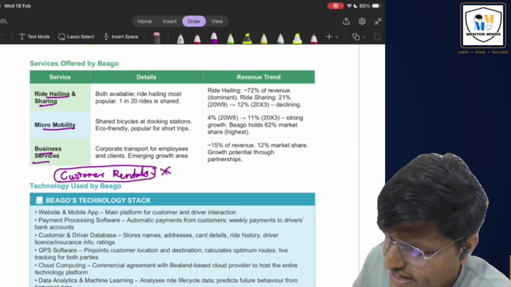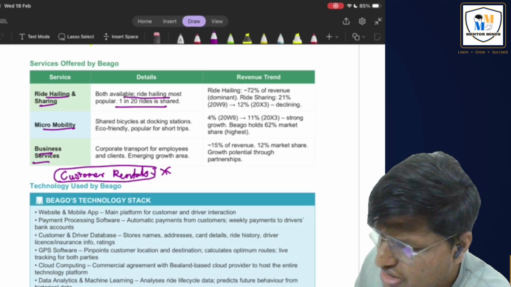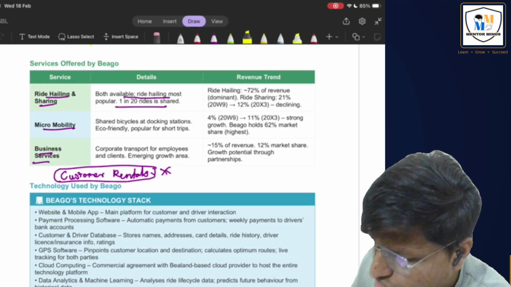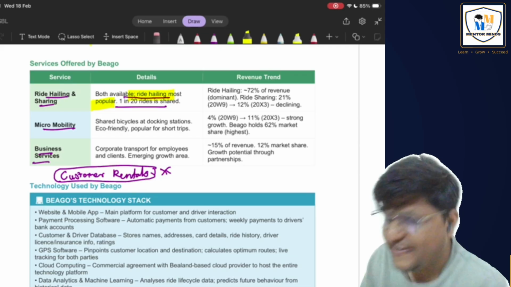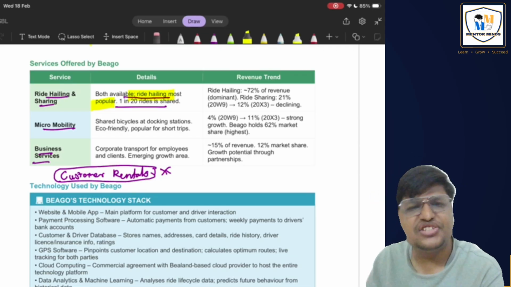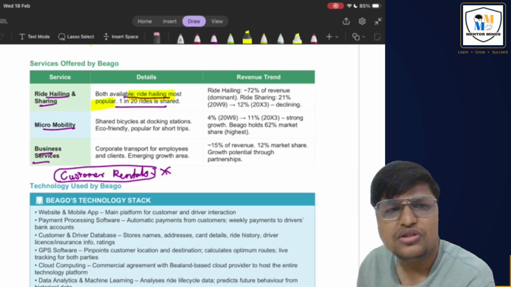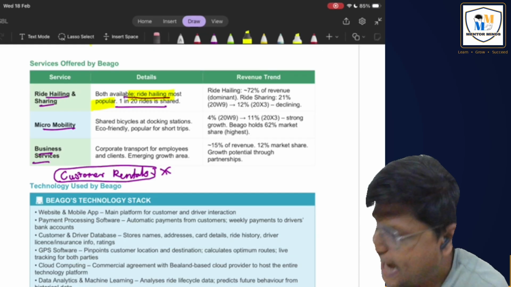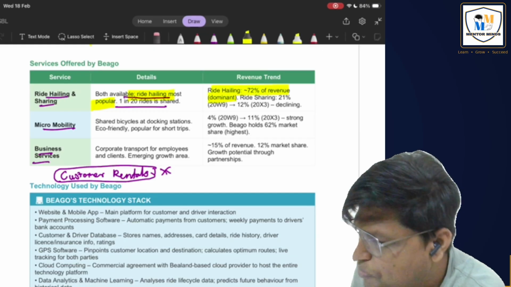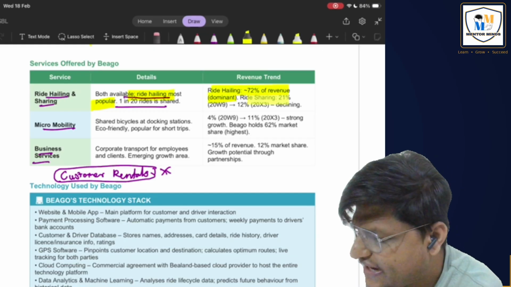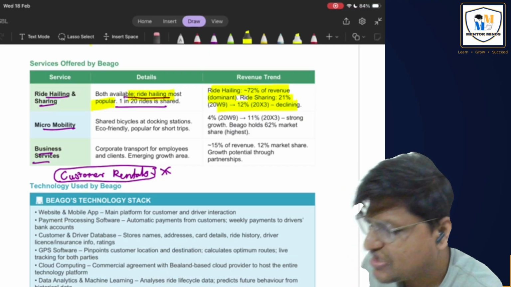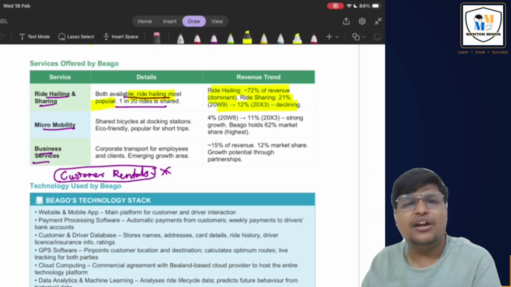So now in ride hailing and sharing, both are available, but ride hailing is most popular. Right? 1 in 20 rides is shared, which means sharing is very rare. So we need to understand that. And ride hailing is 72% of the revenue, and ride sharing is 21% to 12%. It is declining. So we need to understand.